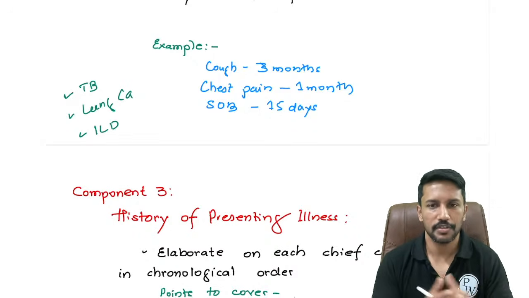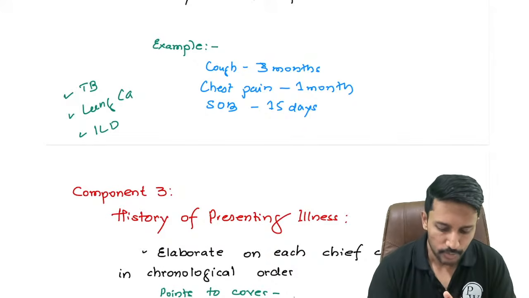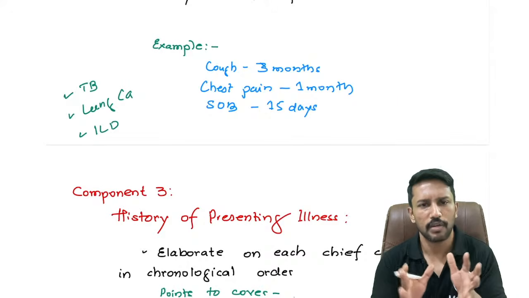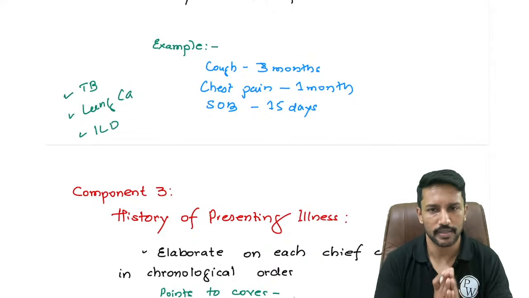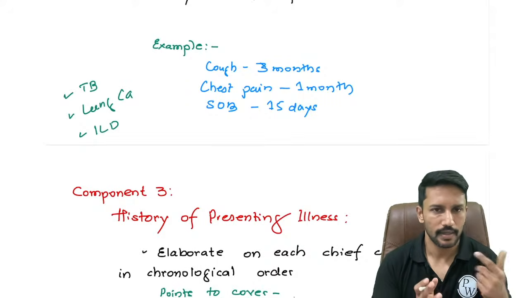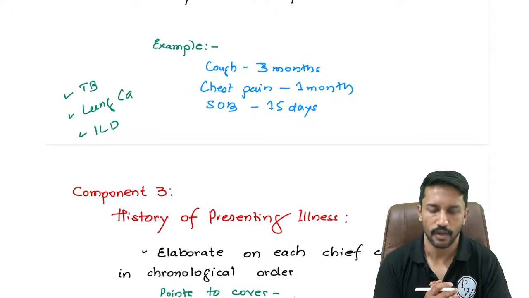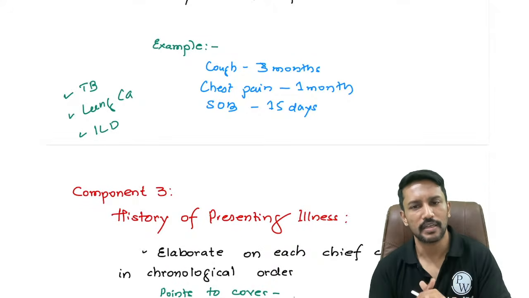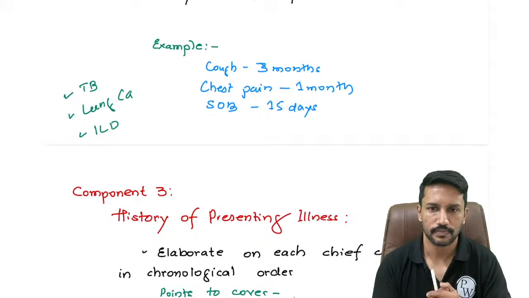Okay, what other differential diagnosis can we think of? So therefore, we're not talking about history. We're only talking about differential diagnosis at the level of complaints. TB, lung cancer, interstitial lung disease. Okay, can I have cough in cardiac problems? Like if I have mitral stenosis, can I have cough? If I have mitral regurgitation, can I have cough?